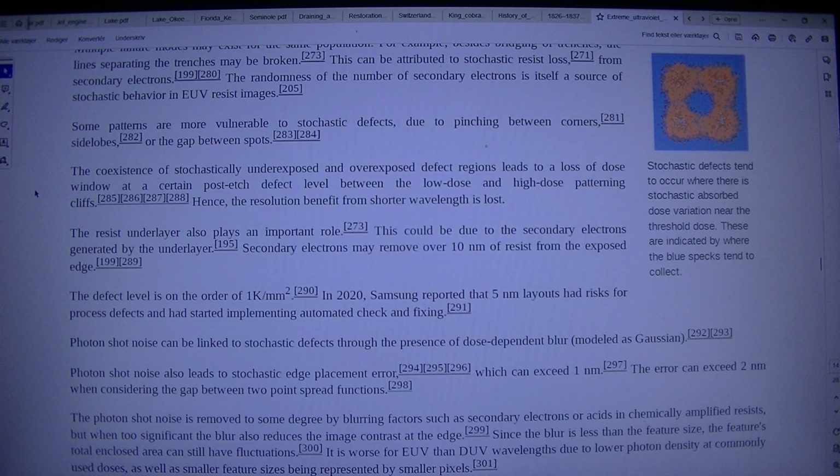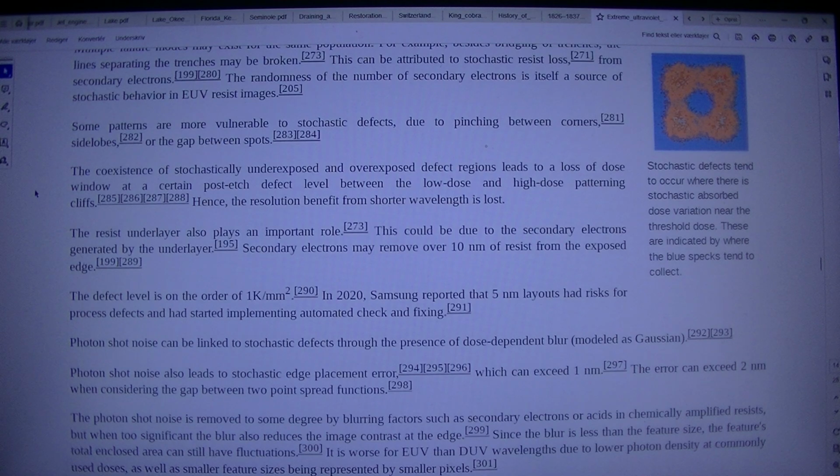Photon shot noise also leads to stochastic edge placement error, which can exceed 1 nm. The error can exceed 2 nm when considering the gap between 2-point spread functions.